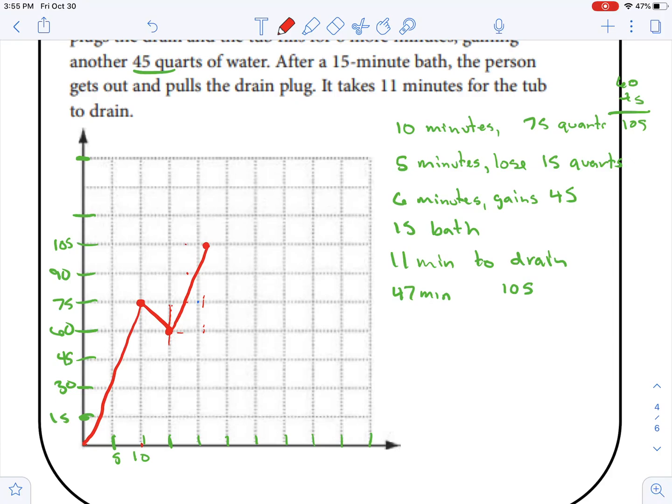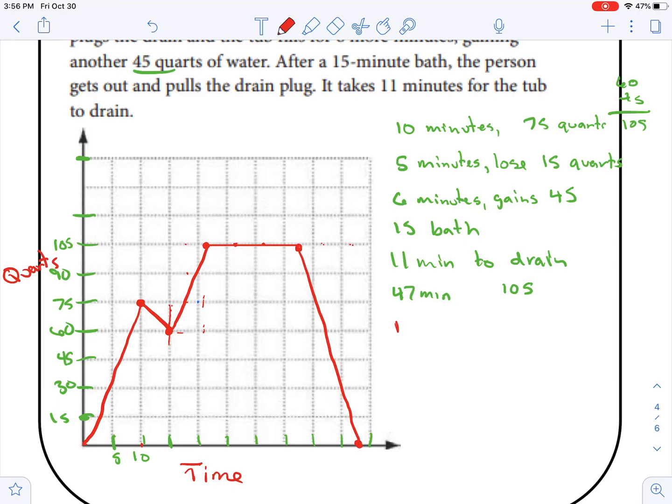Then it says they take a bath for 15 minutes. So that would be 5 minutes there, then 10 minutes, and then 15 minutes. So straight across. And then it says it drained for 11 minutes. So if I go here, that's 5, that's 10, 11. So I drain, I lose it, that's at 47 minutes, all the way down there. So that's my graph. Once again, this was time down here, and this was quarts of water over here.